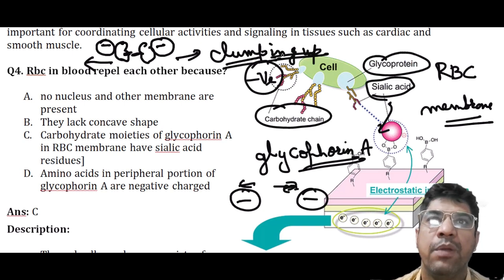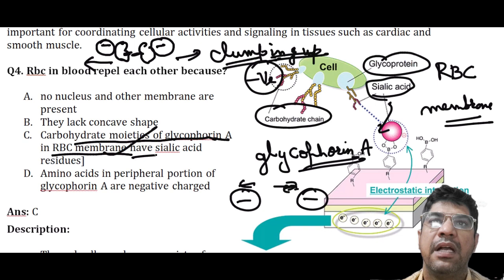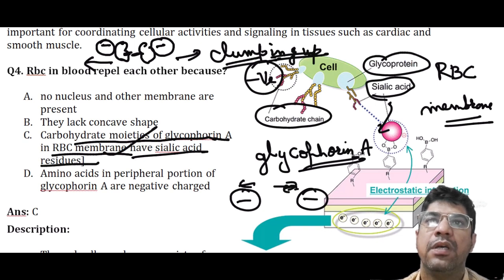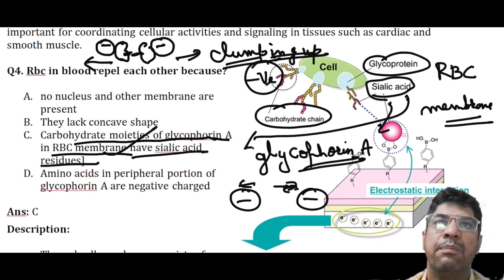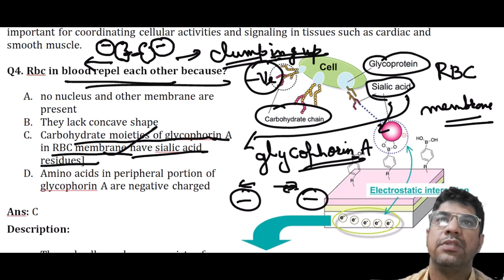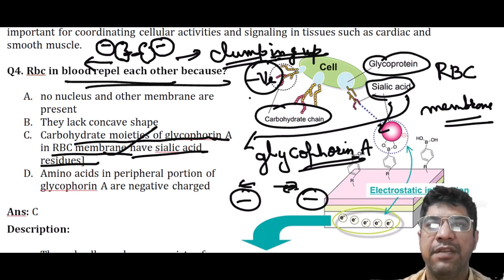So the answer would be C. Because of the carbohydrate moiety of glycophorin A in the RBC membrane that has sialic acid residues, that is why the RBCs in blood repel each other. So this question was asked in a recent AIIMS examination. Hope you got the explanation.